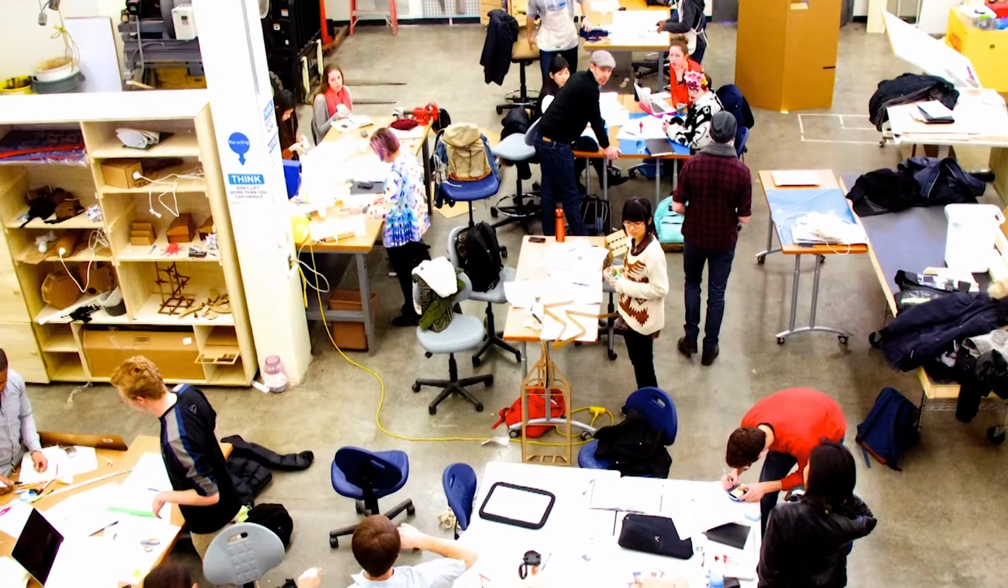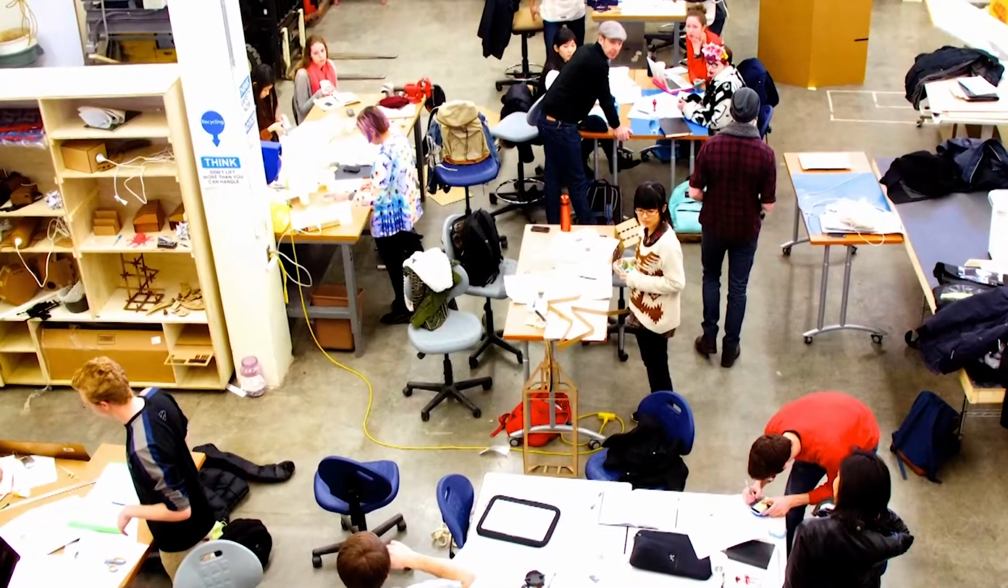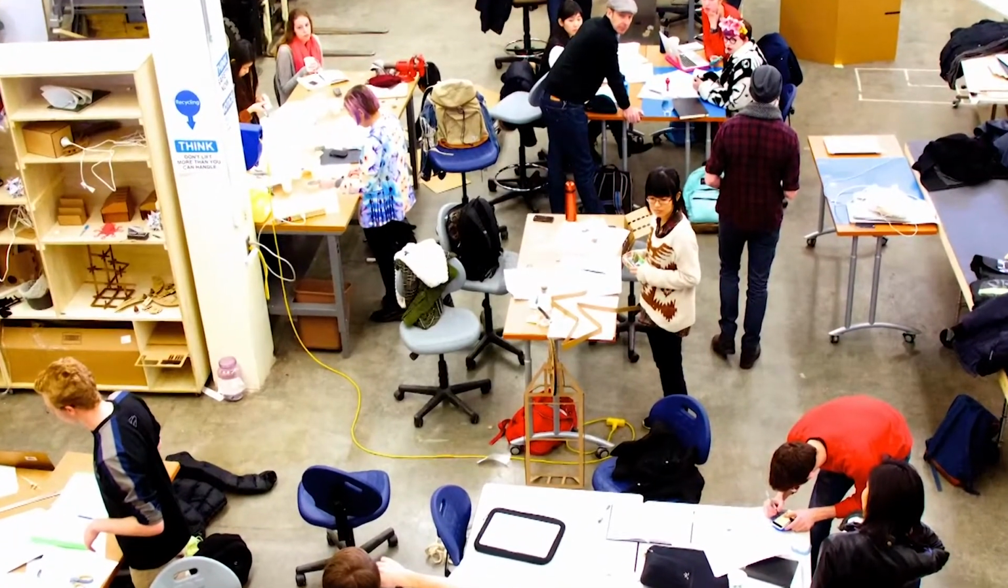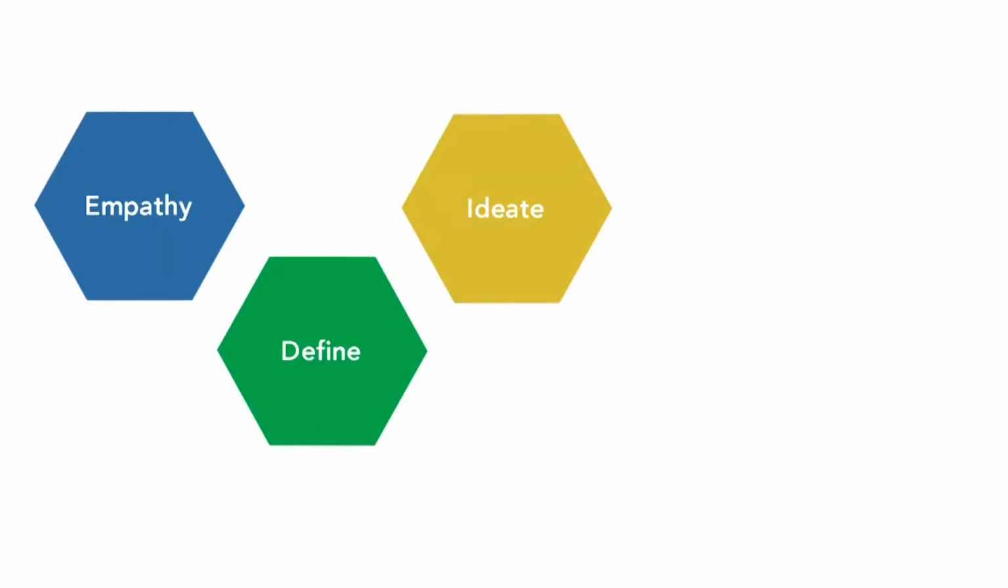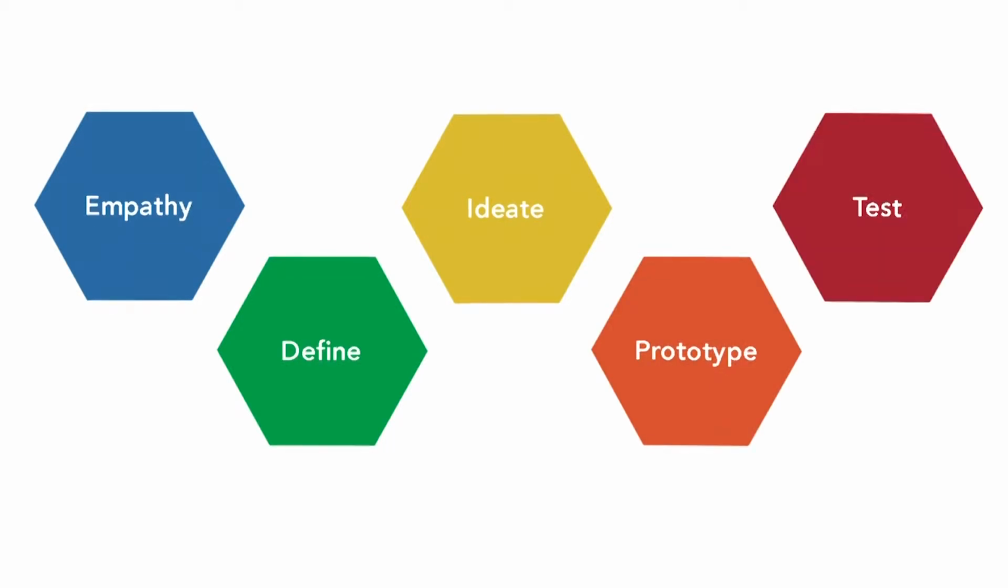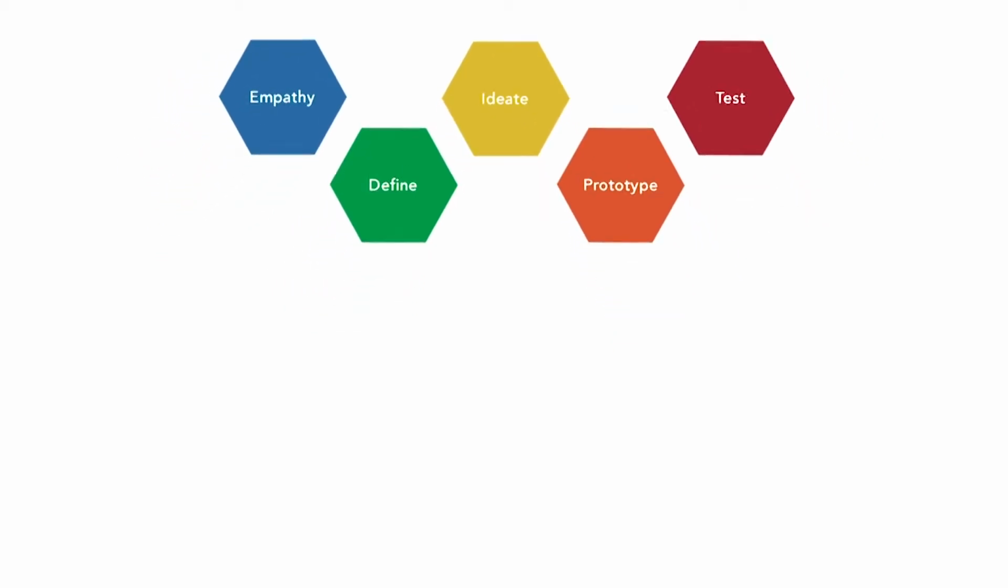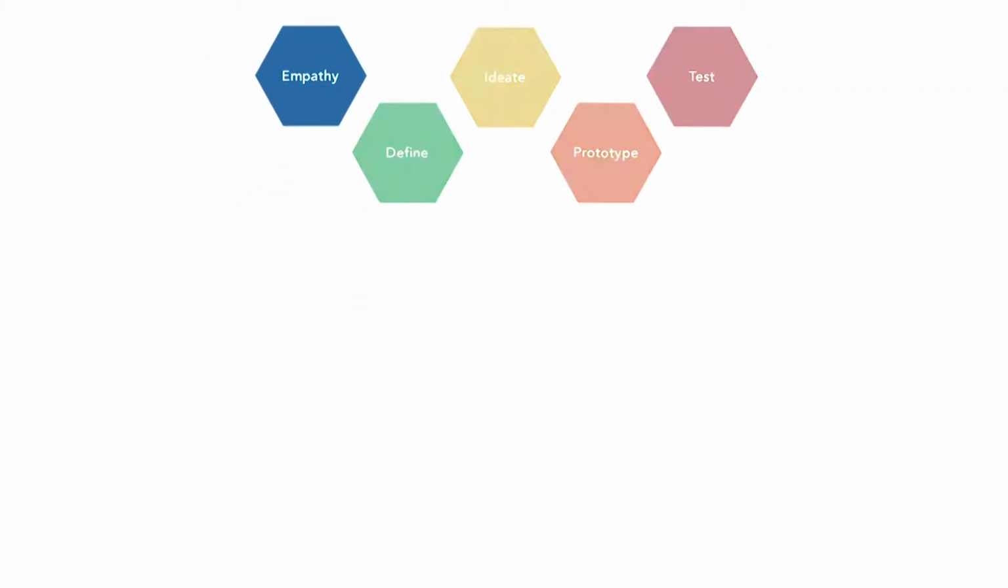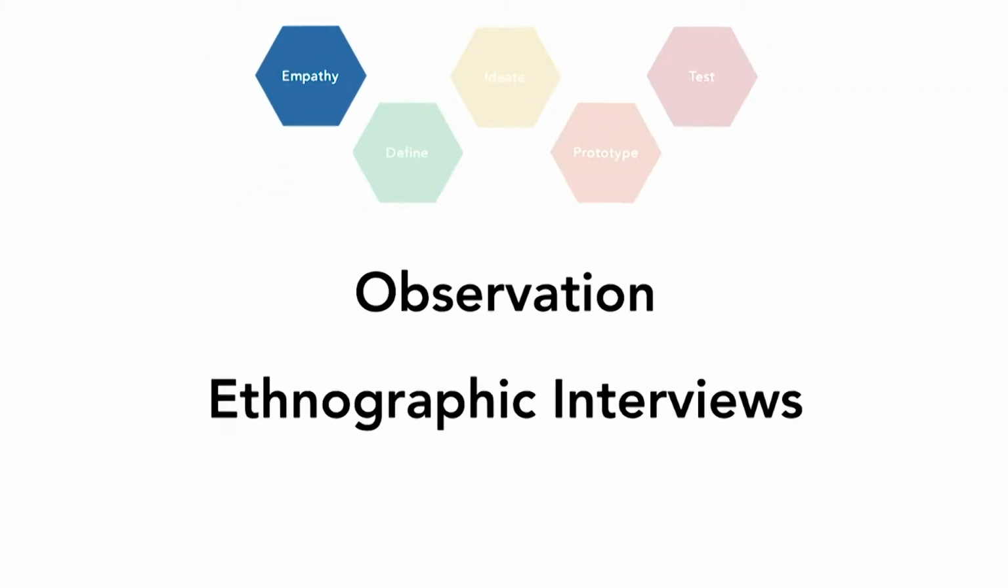Design thinking is the most widely used innovation process. The Silicon Valley-based product design consultancy IDEO identified 5 stages in design thinking: empathy, define, ideate, prototype, and test. You can see the most important tools and techniques associated with each stage here. So empathy tools include observation, ethnographic interviews, and desk research.